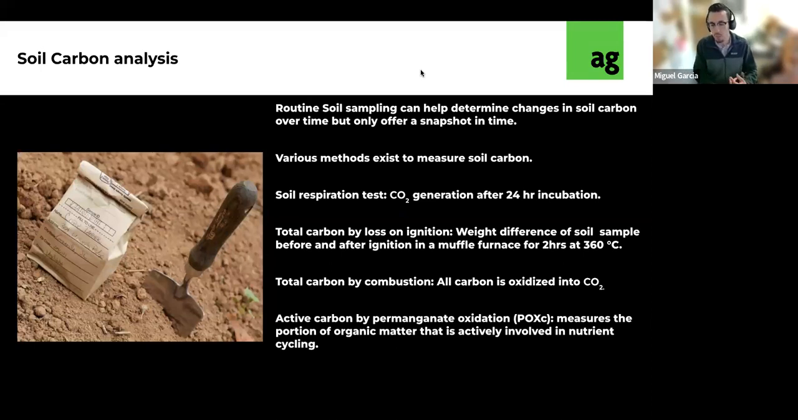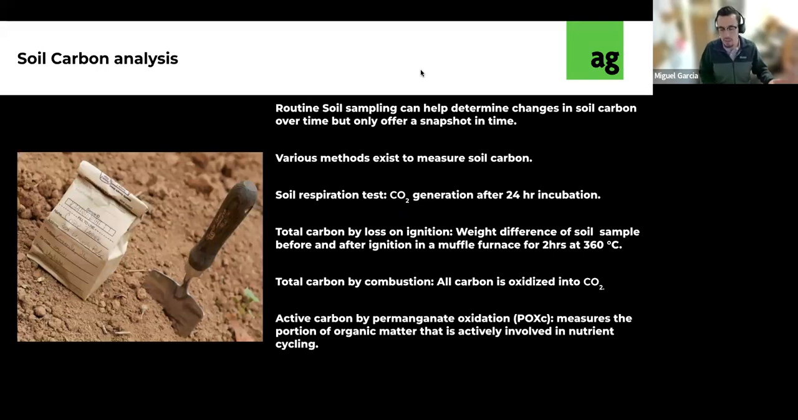The next method would be total carbon by loss on ignition. This method is trying to measure all of the carbon that is in the soil. What they do is basically introduce an amount of the soil into a furnace. They keep it at 360 degrees Celsius for about 2 hours. They weigh the sample before and after. So this has to be dry, of course. So you have to remove the moisture first.